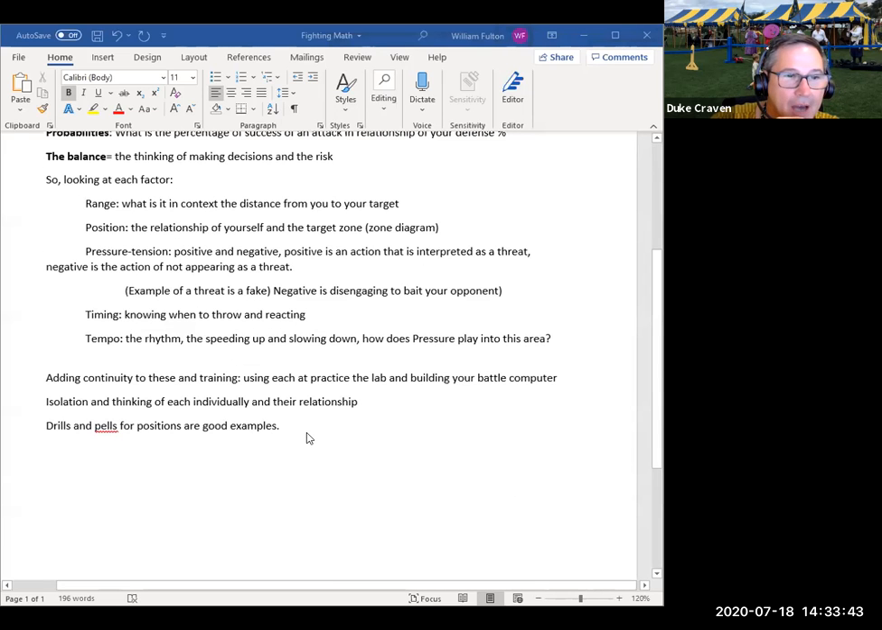I'm going to go down to the bottom of this thing, because I already covered that. Let's see. Drills and Pells for position. Oh, drills and Pells are good position examples. So basically, when you're working on position and range, your Pell is a tool for that.